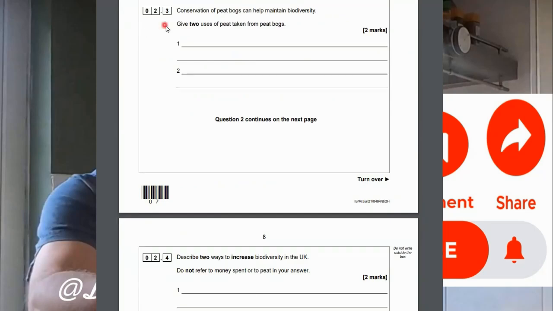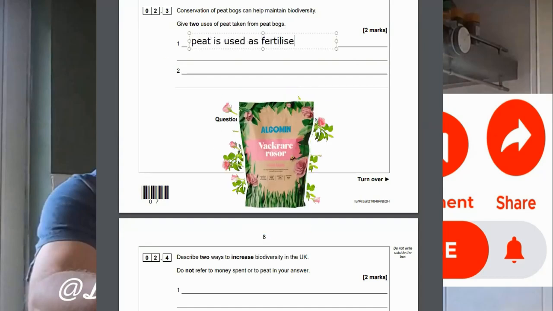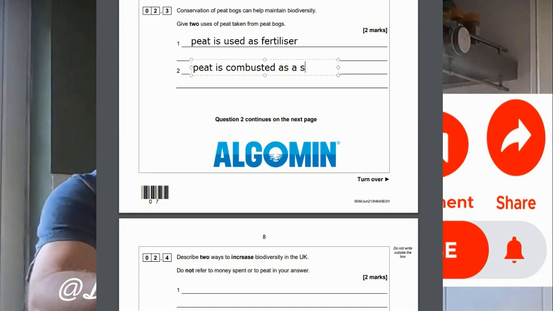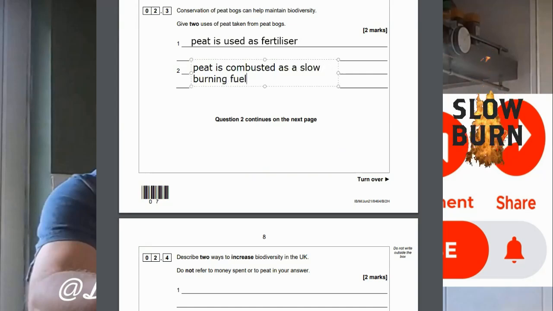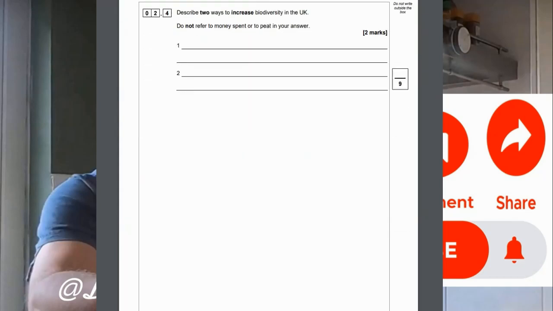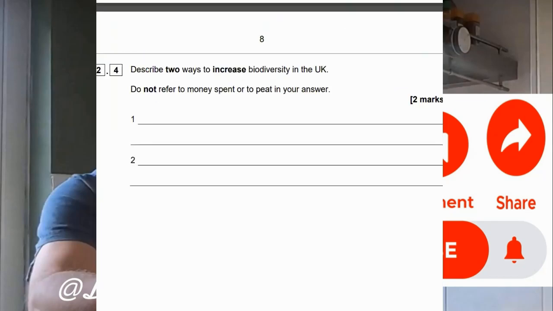Let's go to 2.3. Conservation of peat bogs can help maintain biodiversity. Give 2 uses of peat taken from peat bogs. Well, one is fertilizer, and the second is that peat is combusted as a slow-burning fuel. Okay, let's move on. So your 2 key answers here are fertilizer and fuel.